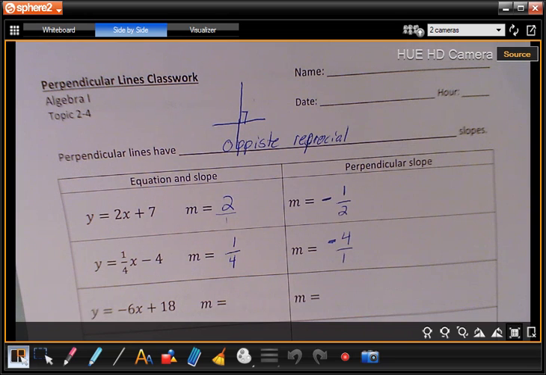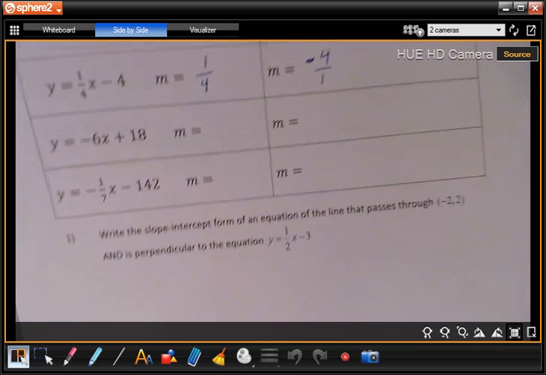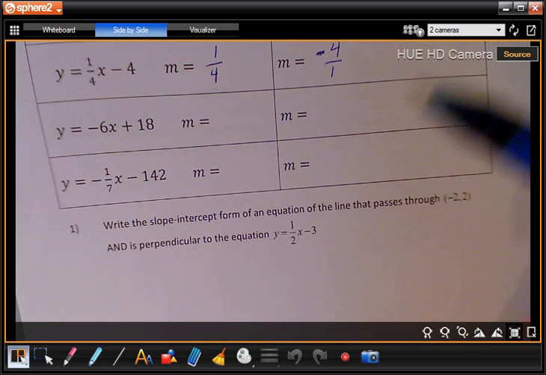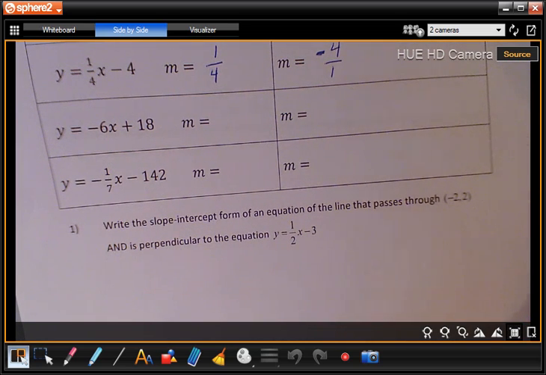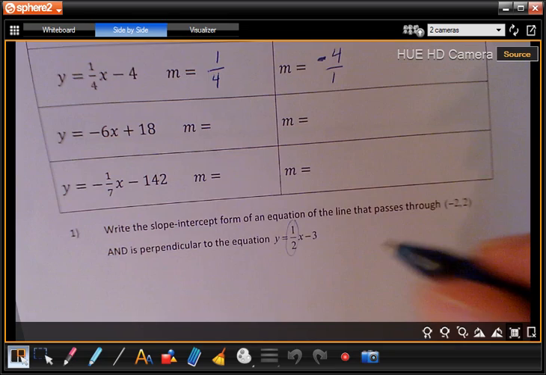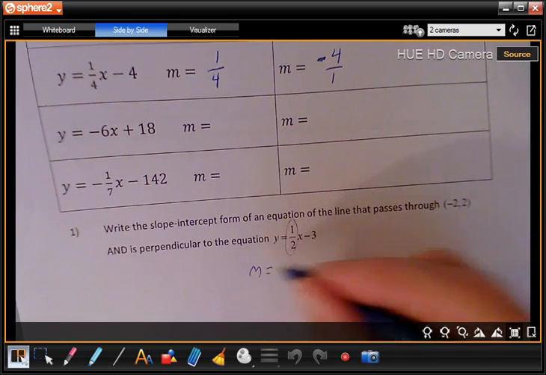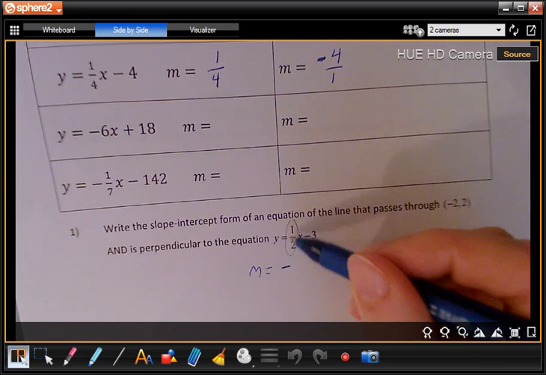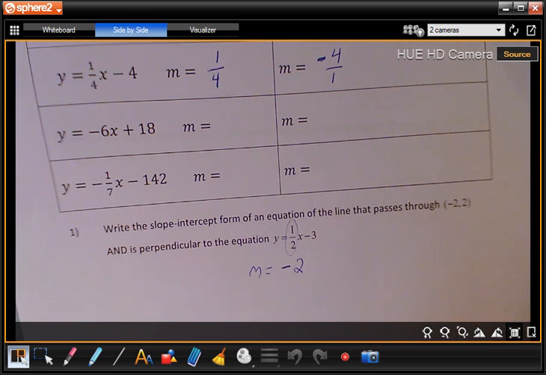All right, we're going to do a couple of these where we take an equation and find the perpendicular line of it. So we're going to look right down here at number 1. We want to write the slope-intercept form equation of the line that passes through (-2, 2) and is perpendicular to the equation y equals 1/2 x minus 3. 1/2 is my slope. So what is the opposite reciprocal of 1/2? Opposite would be negative. The reciprocal, instead of 1/2, we're going to go 2/1, or just 2.